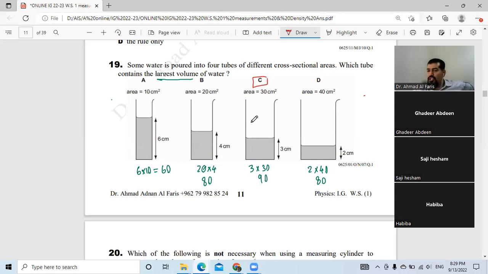Now, I can change this question by changing this word. Instead of writing largest volume, smallest volume. And the answer will be completely different, right? Thank you, Minna.